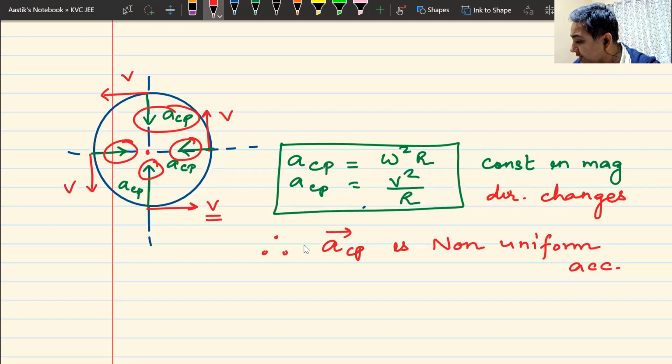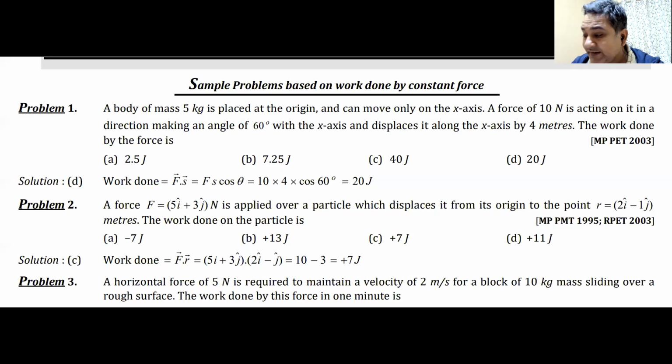The direction keeps on changing always. So in this case, also, when the direction of this acceleration changes, it is a non-uniform acceleration. Every acceleration is produced by a force, so it is produced by a non-uniform force. Because the force is changing direction, even then, the angle between force and displacement always remains 90 degrees. And hence, work done by this force, which is causing centripetal acceleration, is zero.